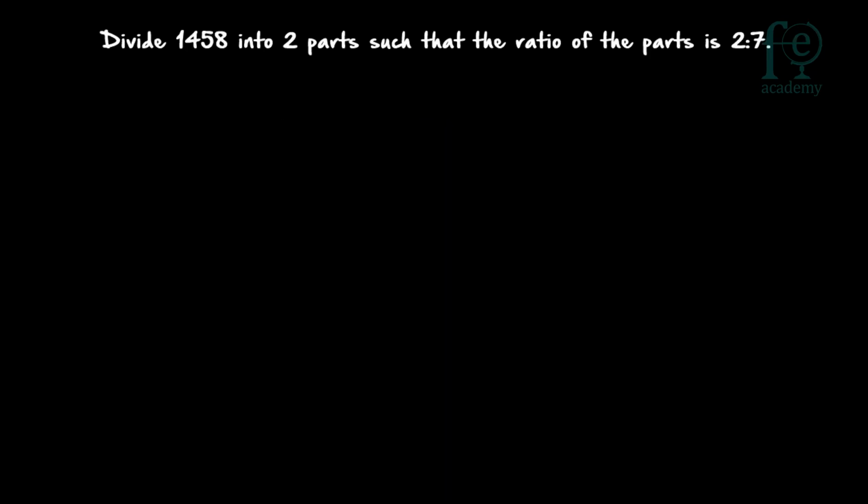Question number 3. Divide 1458 into two parts such that the ratio of the parts is 2:7. So here, what is the question? You have to divide 1458 into two parts. The ratio of the parts should be equal to 2:7. So suppose the two parts are x and y, means the ratio of x to y should be equal to 2:7. So how to do these kinds of questions? So how to find x? These are all basic questions. So 2:7 is the ratio.